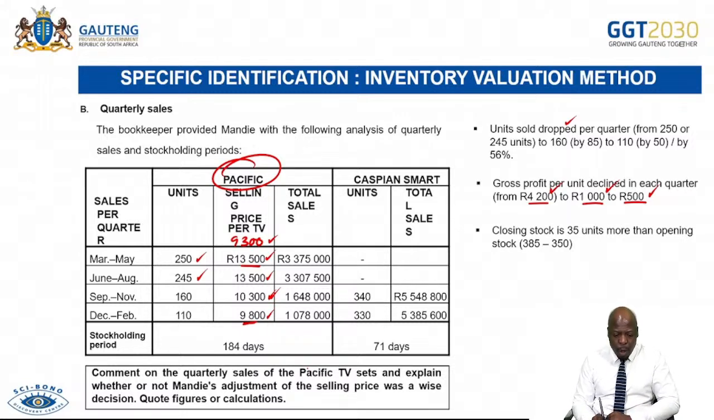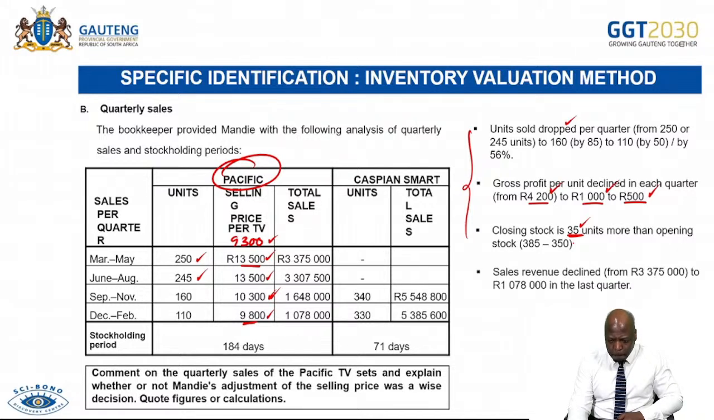So we're commenting on the quarterly sales and explaining whether the adjustment of the selling price was a wise decision. It was not a wise decision, and we have 3 points to prove that. Someone could have said it is a wise decision, but in this class, I'm only going to stick to one side, which is that it was not a wise decision. The third point was that the closing stock of 35 units is more than the opening stock. Let me go on to the next one.